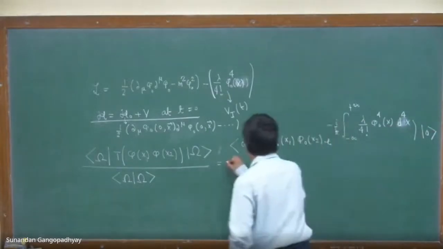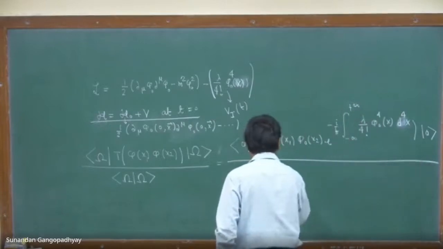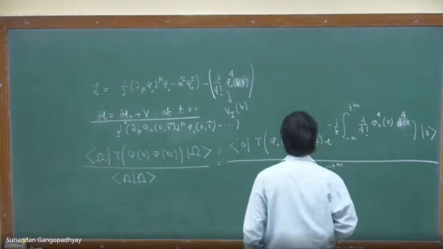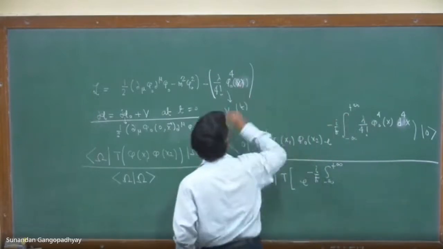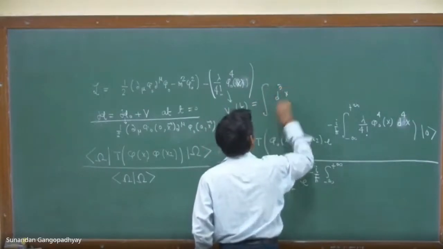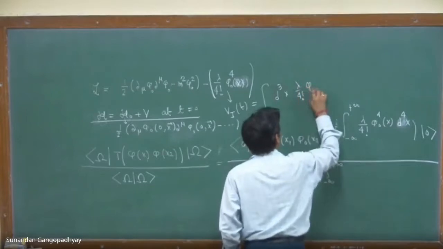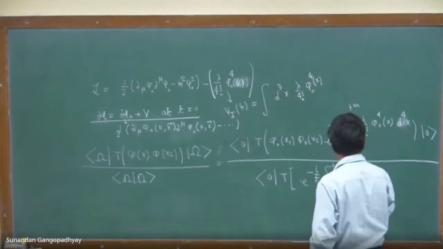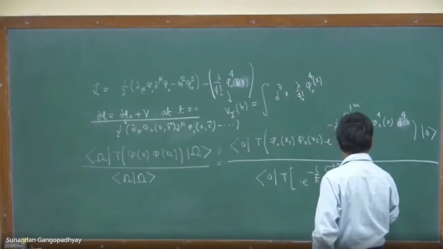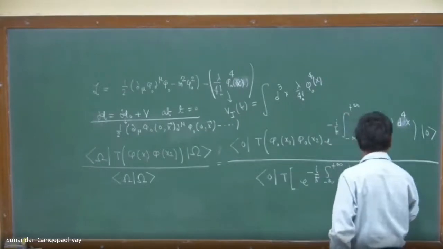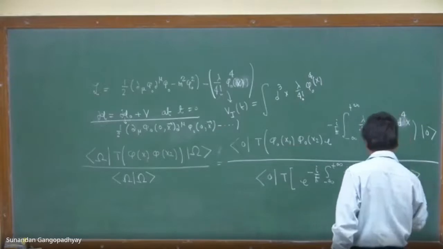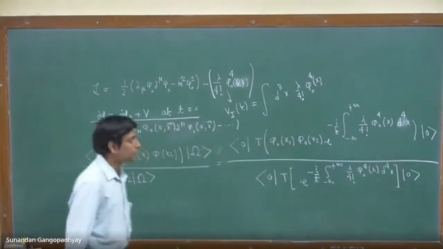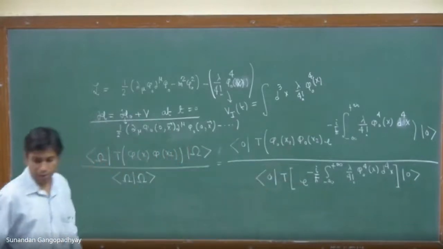So this is the top part, the numerator, and the denominator is this. You should also remember that V_I(t) is basically defined as the integral d^3x of λ/4! φ_0^4. This is what V_I(t) is. So now we have this full thing, and we need to calculate the numerator and denominator, which we shall do now.